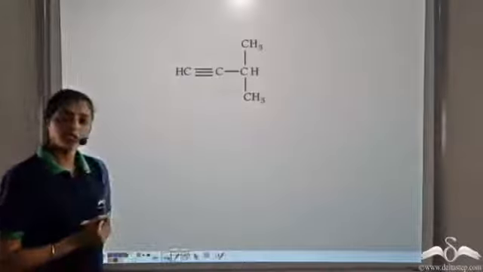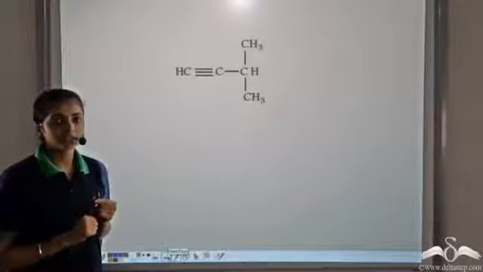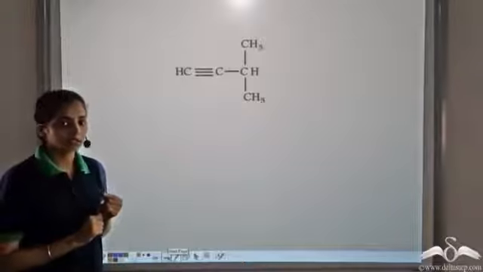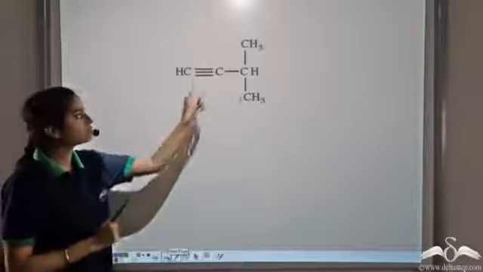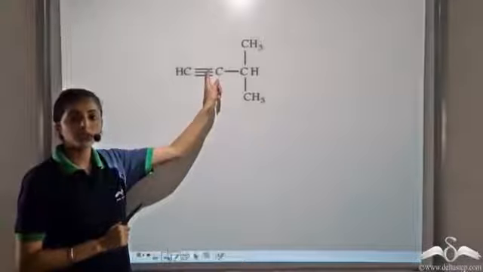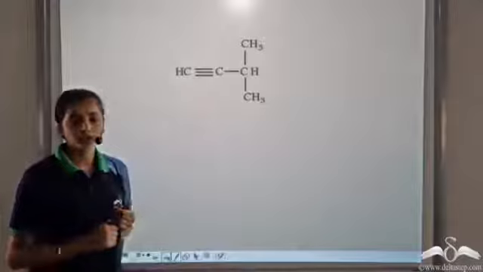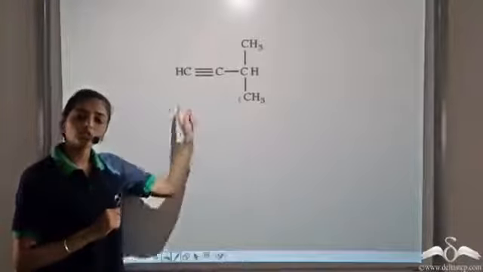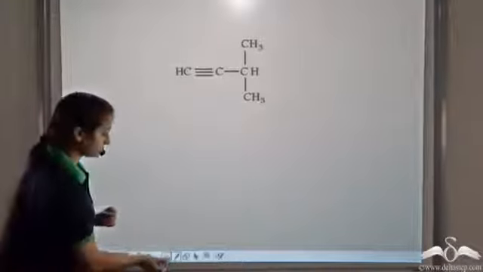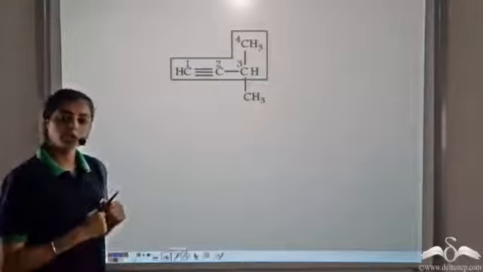We are given this organic compound, we have to find its IUPAC name. The first step remains the same. If you look here, we have a triple bond. This means it is an alkyne. So the triple bond is the functional group here. So the longest carbon chain should contain the triple bond. So this is the longest carbon chain.